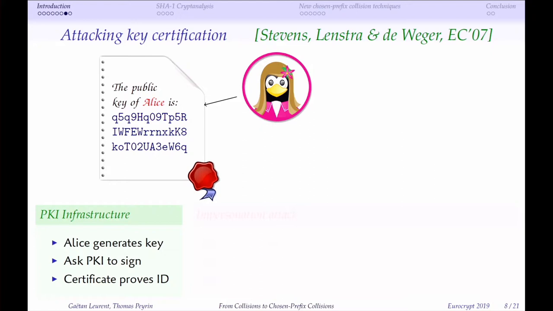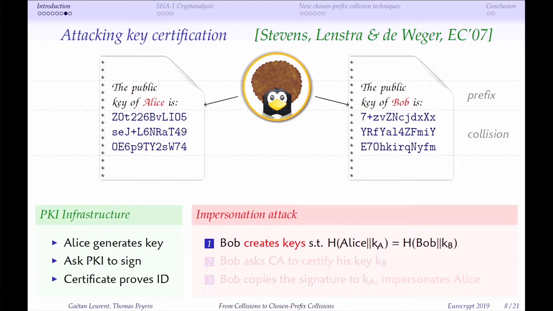Now, how do you attack this? Well, the idea is that Bob is going to create two different documents, one that says the key of Alice is something, and the other that says the key of Bob is something. And he's going to use a chosen prefix collision attack to make those two documents collide. And here the prefix is on one side the key of Alice, and on the other the key of Bob. So if you just have a collision attack, you cannot do this. But if you have a chosen prefix collision attack, then you can do this kind of collision.